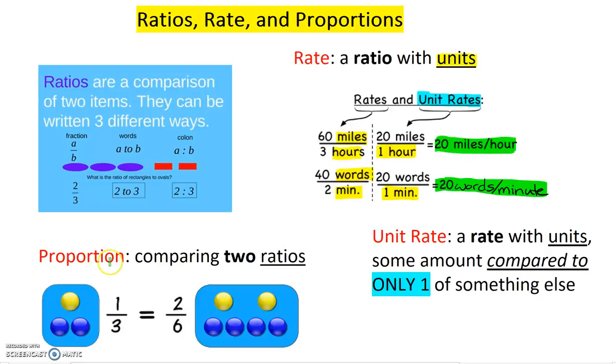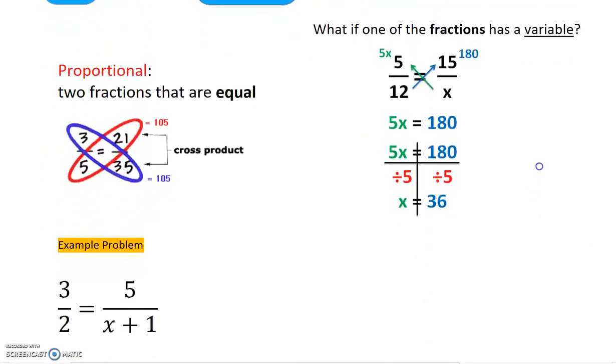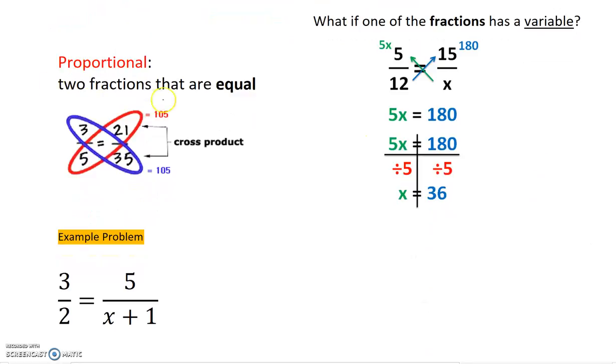Now, moving on to proportions. When you say something is proportional, that really means that they're equal. Two things are equal, and what you're doing here is comparing two ratios. The ratio of 1 to 3, or 1/3, is equal to 2 to 6. And how do you make one ratio equal to the other? You can multiply the top and bottom by the same number. Take a look at a couple proportional fractions, and of course these are going to be equal.